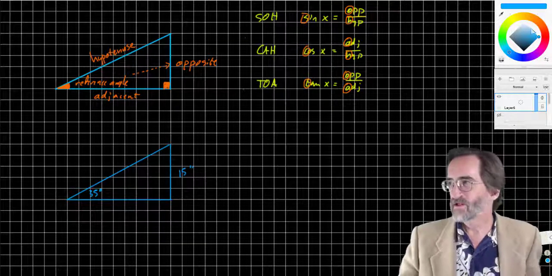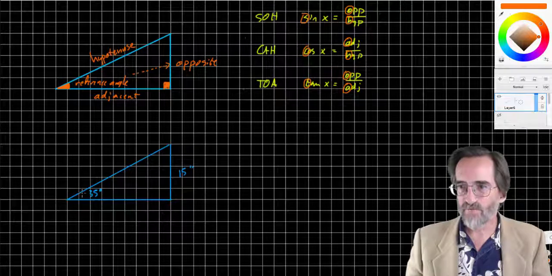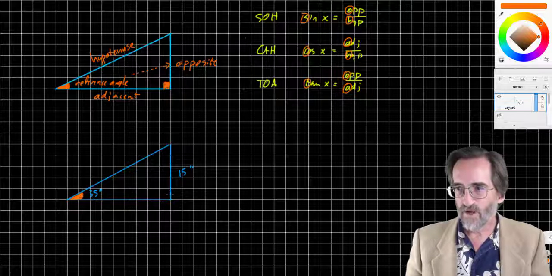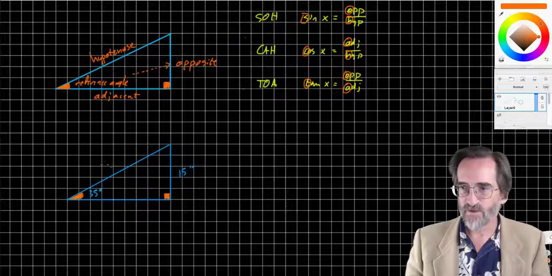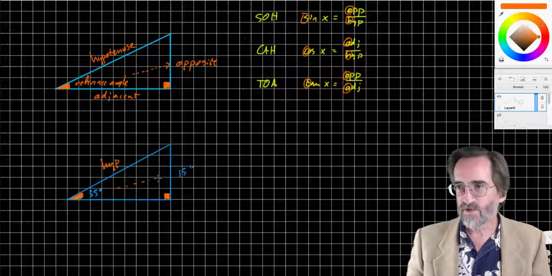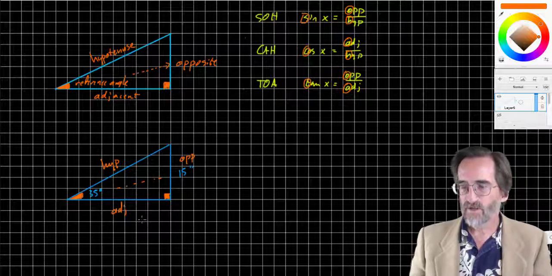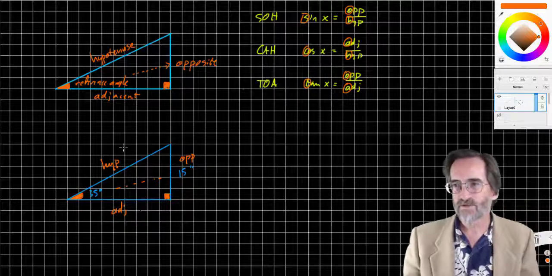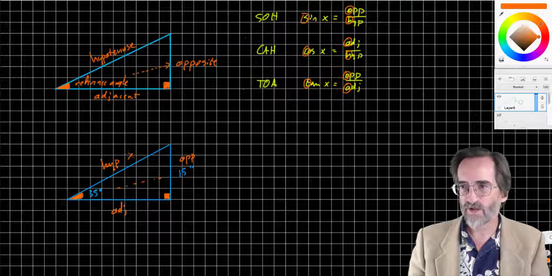Okay? So now we've got the reference angle. The angle we know is always the reference angle. The right angle tells me the hypotenuse is over here. Okay. So that makes this the opposite side and this the adjacent side. And let's say I want to find the hypotenuse. We're going to call that x.